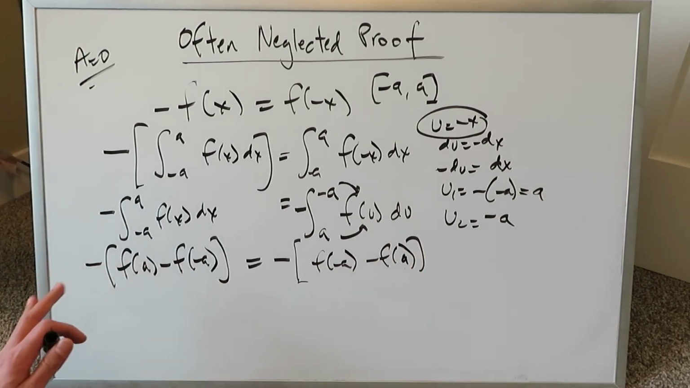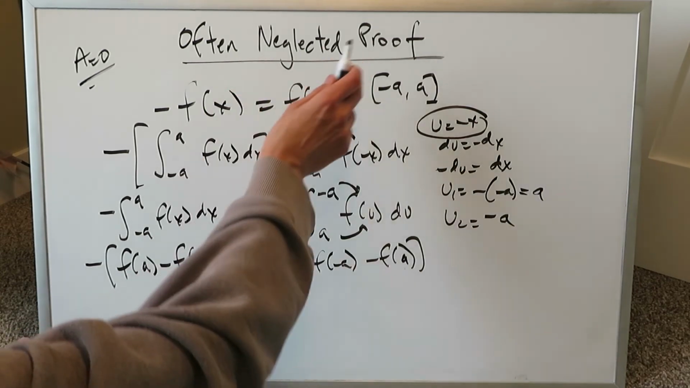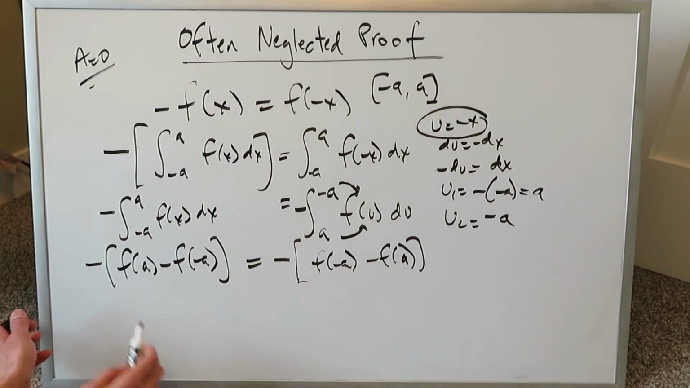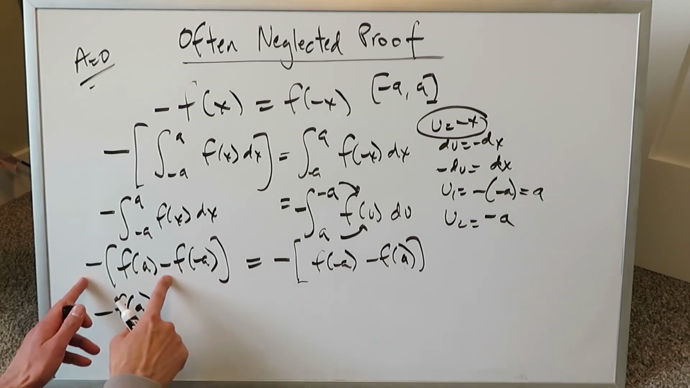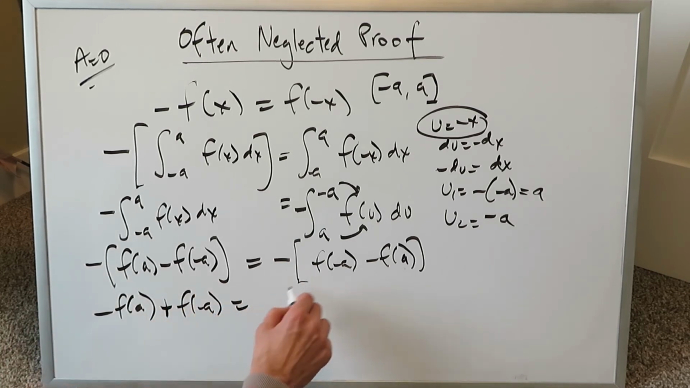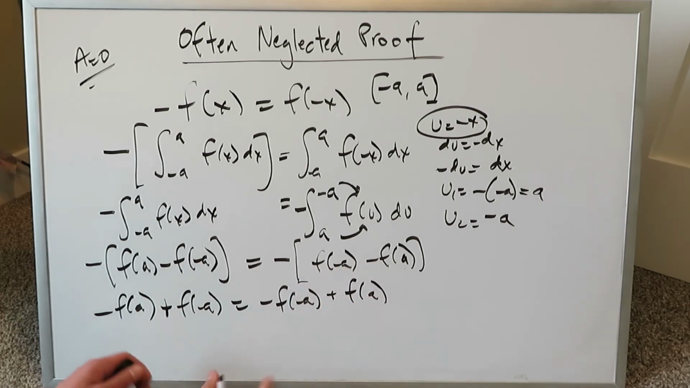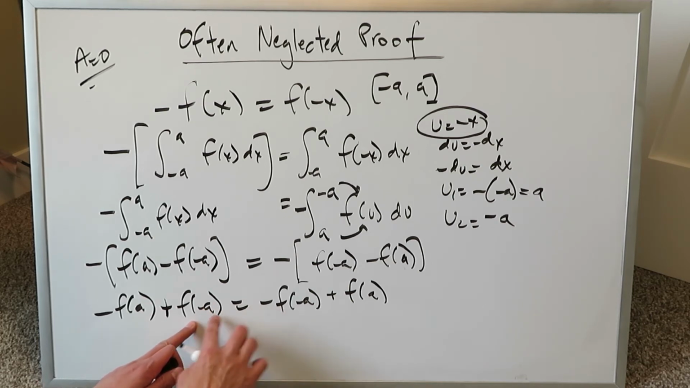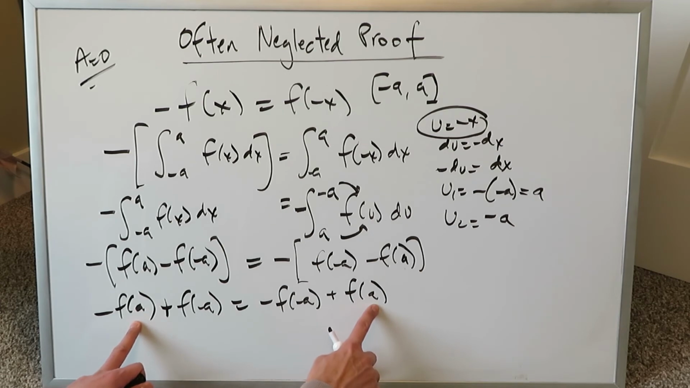Everything you see over here, nothing is out of the ordinary so far, and nothing will be, because this is an often neglected proof, but it's easy. Open this up, you'll have minus f of a, and you'll have a plus f of minus a. Here you'll have a minus f of minus a. Here you'll have a plus f of a. Bring the like terms together. Here's a like term, here's a like term, because they have a minus a in terms of their input. These are like terms because they have a positive a in terms of input.